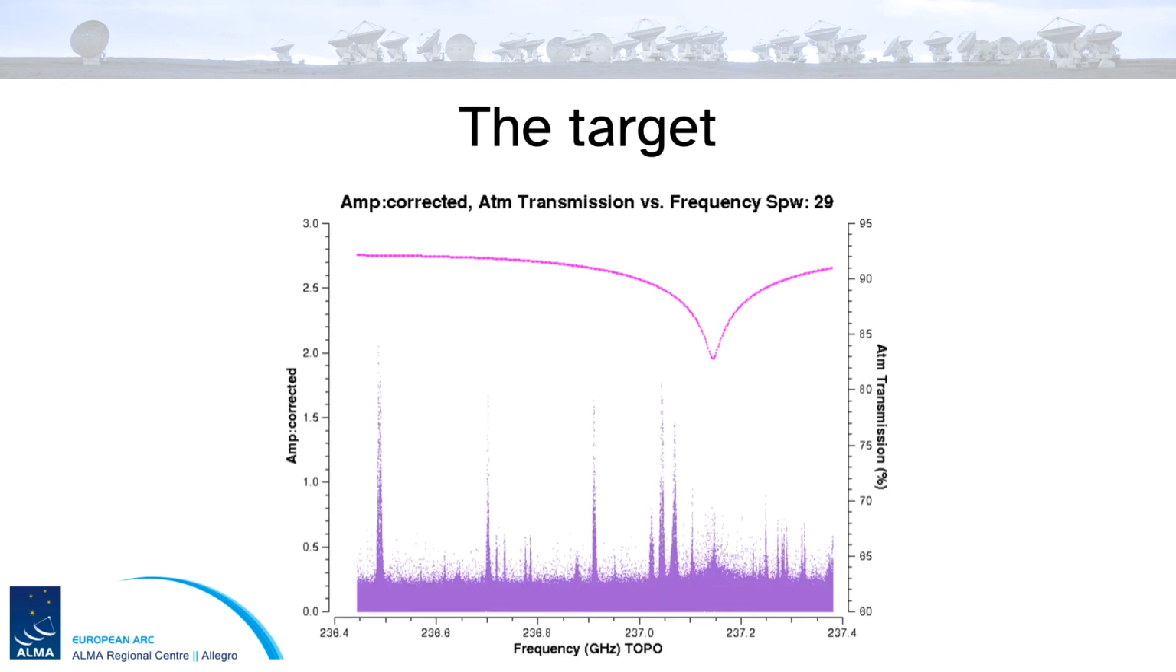Finally, one can have a look at the amplitude versus frequency plot for the target. In this example, there are several emission lines in the spectrum. At the position of the atmospheric line, the amplitude is slightly increased, possibly due to the uncorrected line in the gain calibrator data.